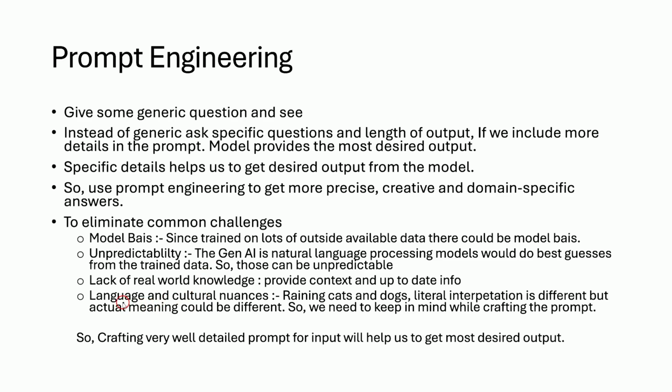And the final thing is language and cultural nuances. That is nothing but if you are using some idioms or some slang, which is not a general one, then generative AI models will struggle to give you the desired output. So in that case, you have to give straightforward questions in simple terms, simple English, instead of going with nuances like raining cats and dogs. The literal interpretation is different, but the actual meaning is different, right? So you should avoid these kinds of language and cultural nuances.